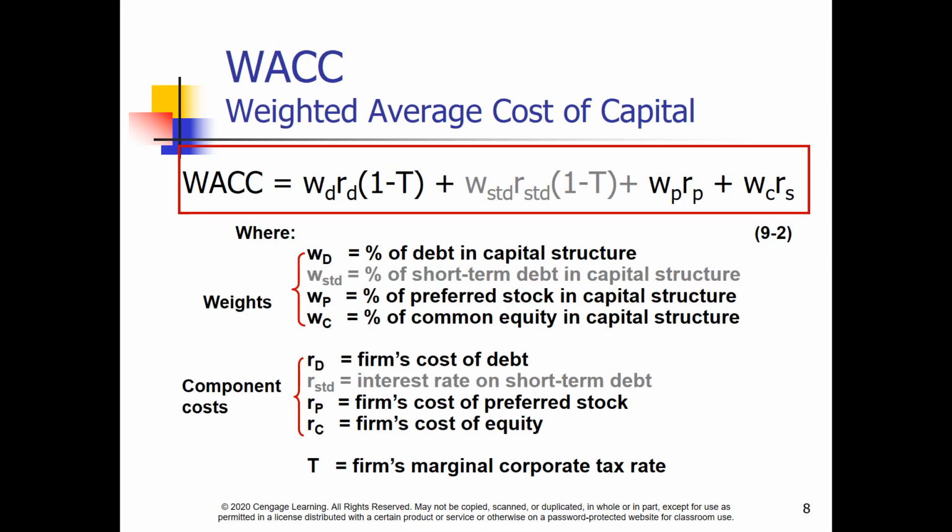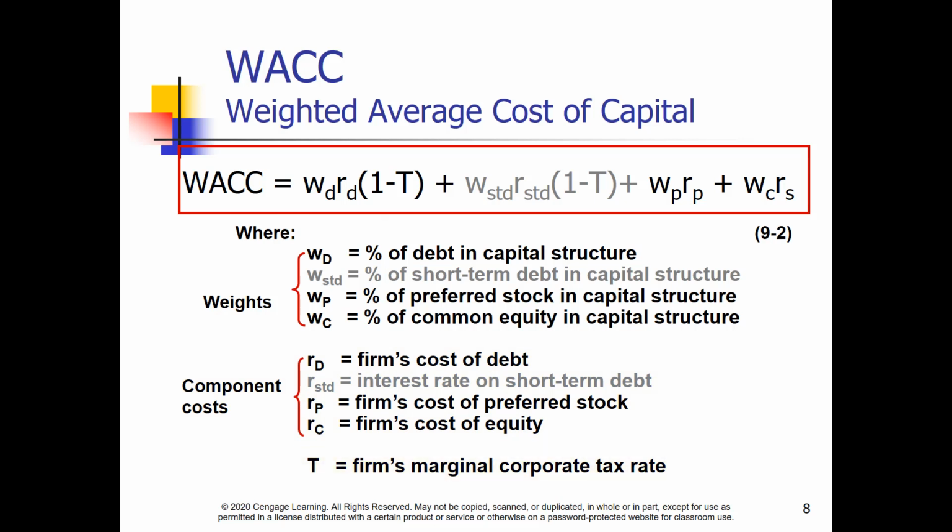Here's the basic weighted average cost of capital formula. The W's are the weights or percentages of each type of capital in the capital structure of the firm, and obviously they must add up to 100%. Short-term debt is included just for completeness, but will rarely be used in reality. The R's are the costs of the various types of capital, their required return. We've already learned how to compute each of those. And finally, T is the firm's marginal tax rate.